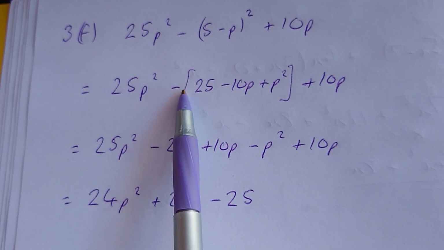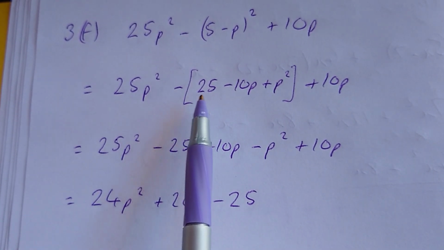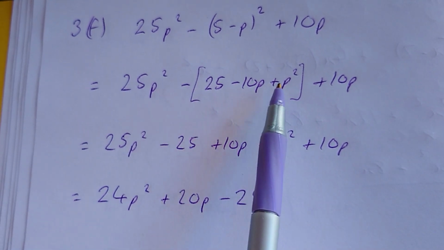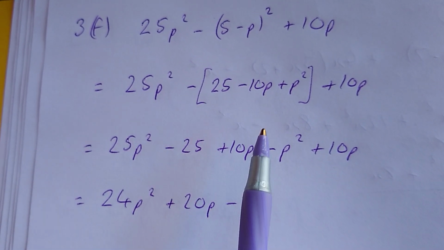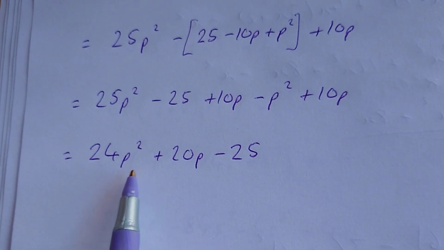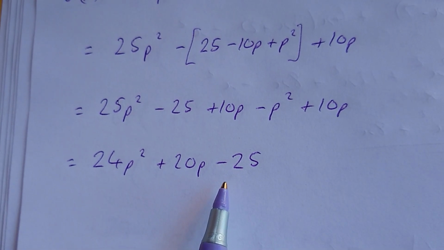Okay, then we need to subtract the entire bracket. So it'll be minus 25 minus 10p, so it'll be plus 10p, minus plus p squared, so that'll be minus p squared. Then after that, it should tidy up to 24p squared plus 20p minus 25.